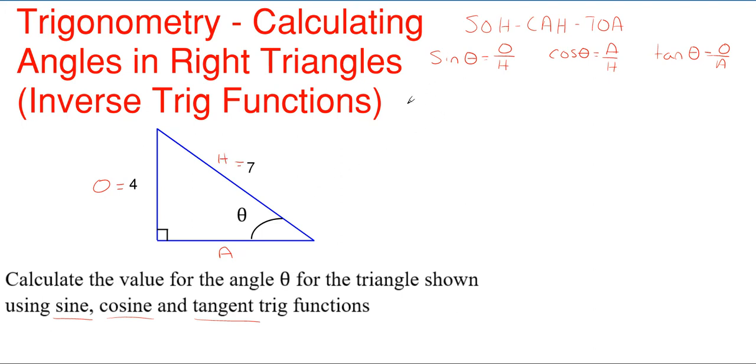Using the Pythagorean theorem, we can find that adjacent side. The Pythagorean theorem is just hypotenuse squared equals adjacent squared plus opposite squared. We can rearrange this in terms of the adjacent side, which would be the square root of the hypotenuse squared minus the opposite side squared. If we plug in our hypotenuse of 7 squared minus the opposite side of 4 squared, calculate that out and take the square root, our adjacent side comes out to be 5.74.